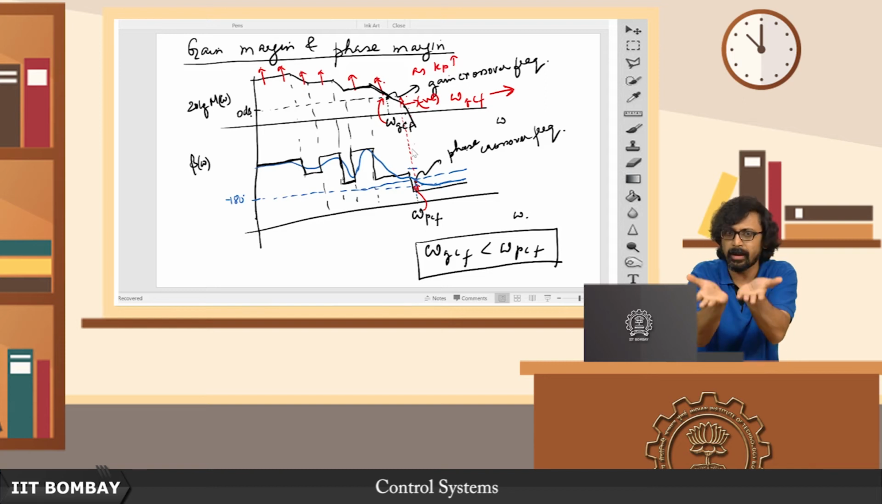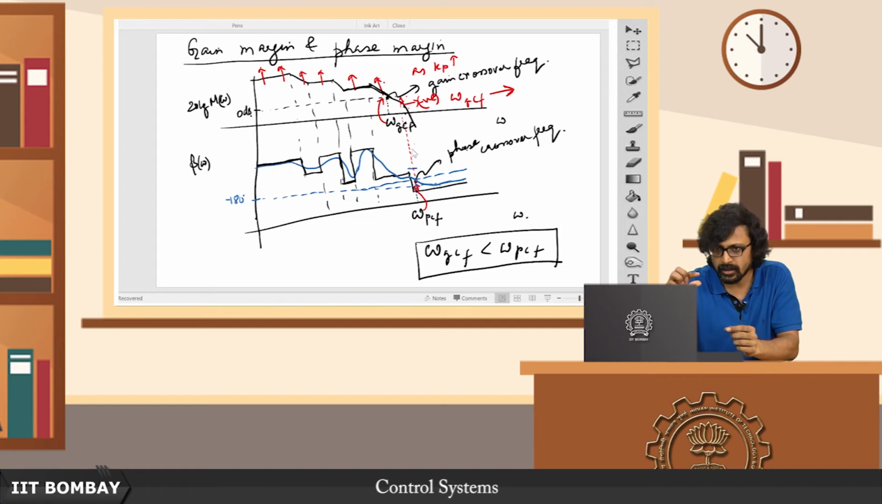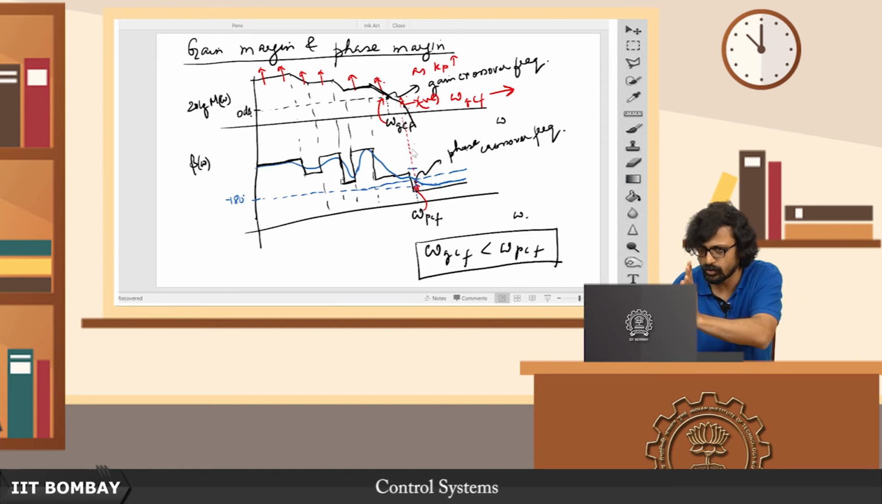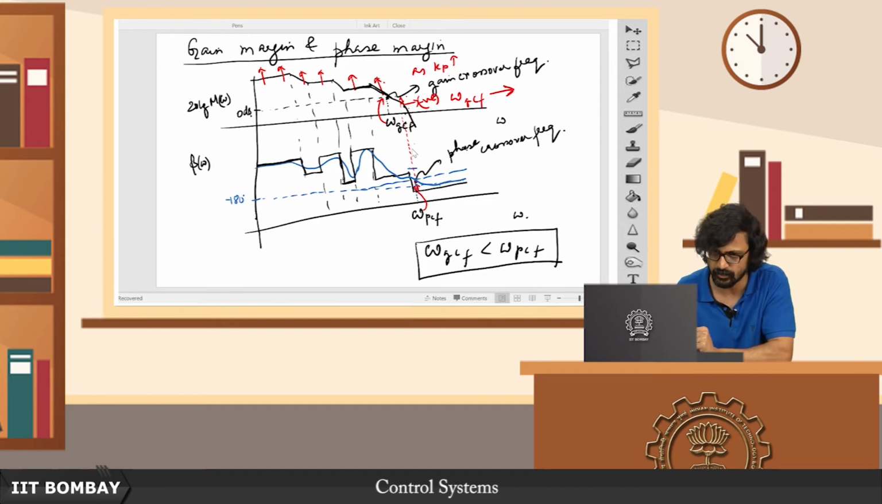You are lifting the magnitude plot up. That way you are not only giving lesser gain margin at the phase crossover frequency, because the phase plot does not change with an increase in Kp, it is only the magnitude plot that gets lifted up, so you have lesser gain margin. And also you will see the other way, the gain crossover frequency moves more to the right, thereby coming closer to the phase crossover frequency. This is all well and good.